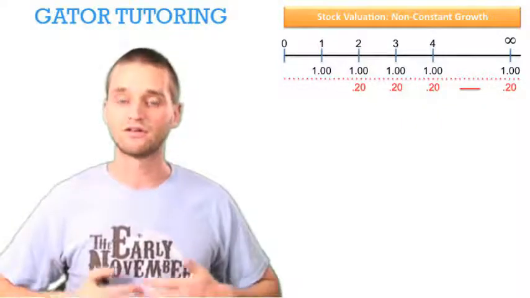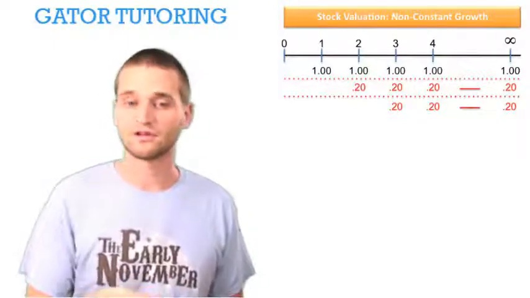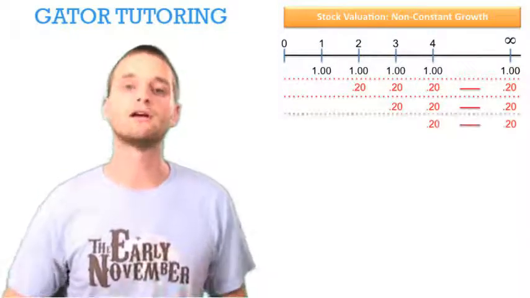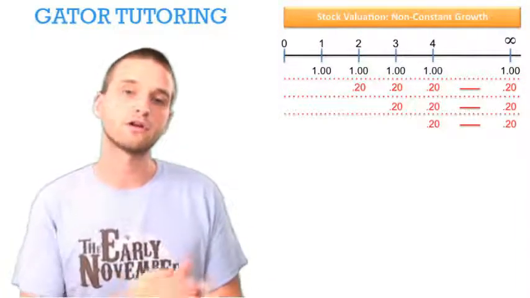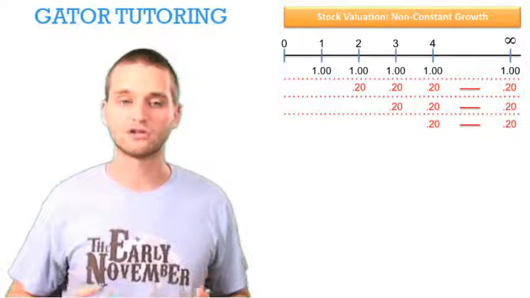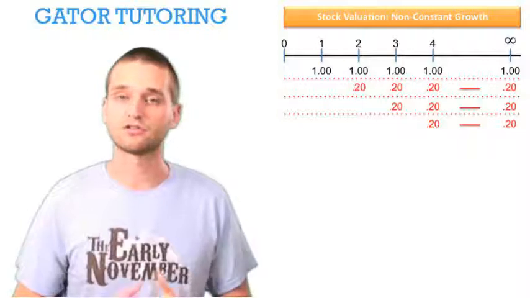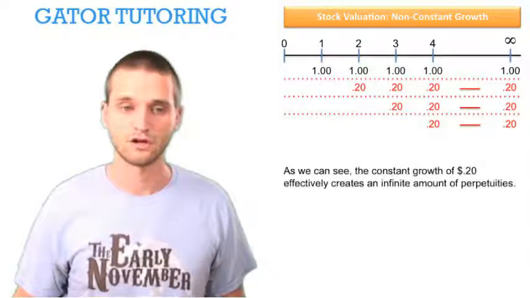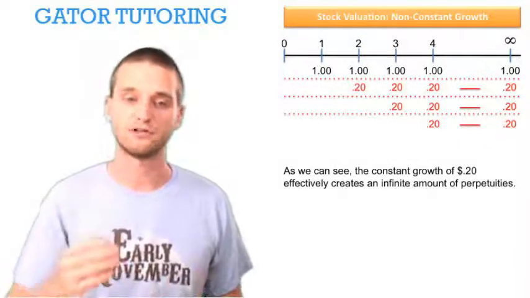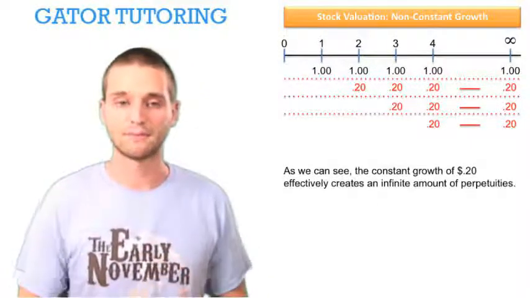Now again, since this is a constant growth of 20 cents, we're going to get another 20 cents going from period 2 to period 3. And so that's just another perpetuity of 20-cent payments starting in year 3, and so on and so on. Every time we get to a new period, we see another constant cash flow stream of these 20-cent increments. And this is exactly our strategy for valuing this stock. We're going to be able to use the perpetuity equation on all of these because that's all they are, just a bunch of perpetuities. As we can see, this constant growth of 20 cents effectively creates an infinite number of perpetuities, because if we were to keep going down, it would just keep going down. There are infinitely many of them.